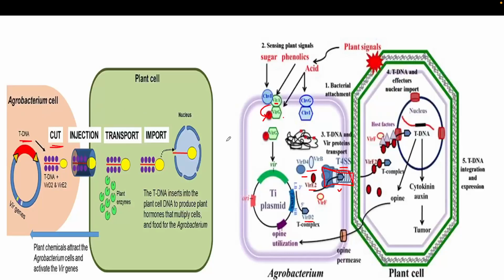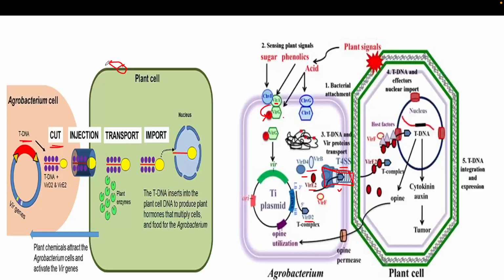Okay, so once again we will see, because this procedure is very important. So this is the TI plasmid, suppose. The first thing is attachment. Okay, so how will the attachment happen? If suppose the dicot plant is infected, then from the infection place there will be release of acetosyringone, which is a kind of phenolic compound.